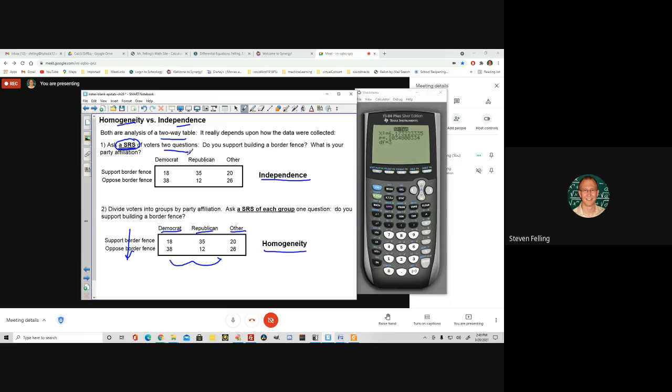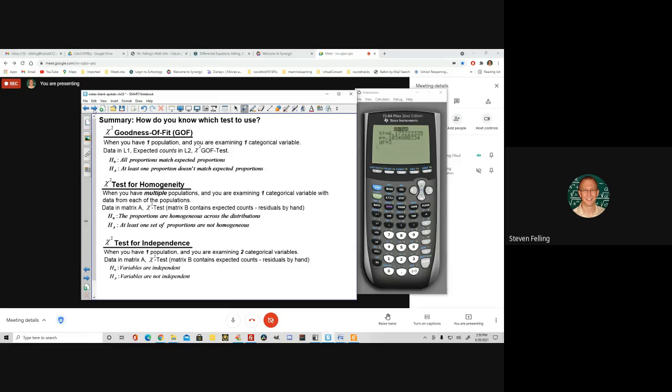This is about whether the party variable is dependent or not dependent on support for the border fence, right? So it really has to do with how the data was collected, whether or not it was from a single sample or multiple samples from multiple populations.